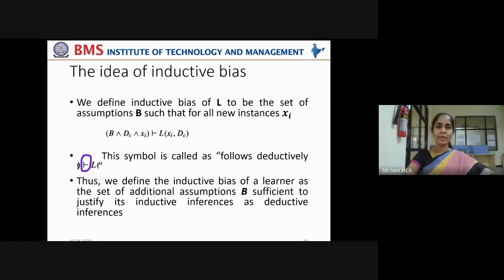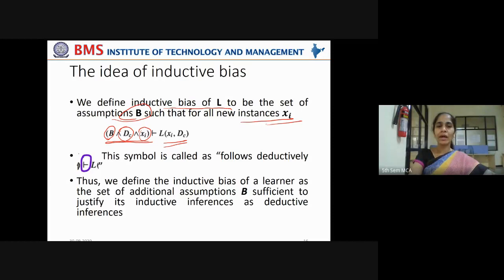Let's see. Now we define the inductive bias of L to be the set of assumptions B such that for all new instances, it should contain the set of assumptions, it should contain all the training examples, and it should contain the new instance also. Now when all these come together, then you can deduce the new prediction of Xi.